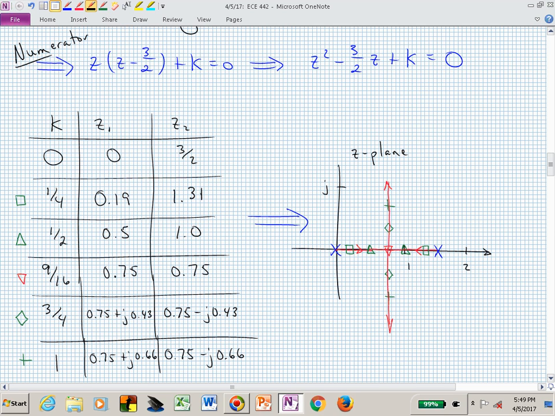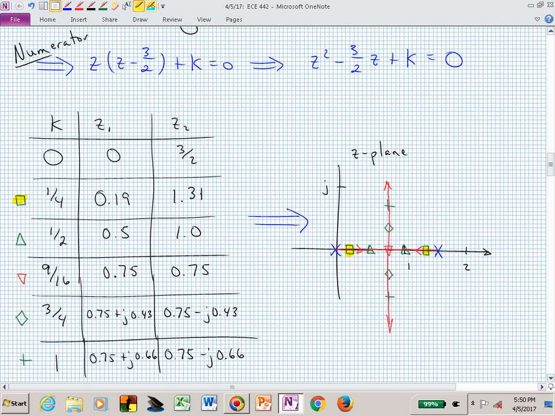What happens now if I plug in 1/4? Well, if I plug in 1/4 into the quadratic formula, I compute now a pole at 0.19, and that's where this square is supposed to be, roughly. This square is now at 0.19, and this square is at 1.31. You see that I'm now moving towards each other as I start to increase k? That's what happened when I was at the square.